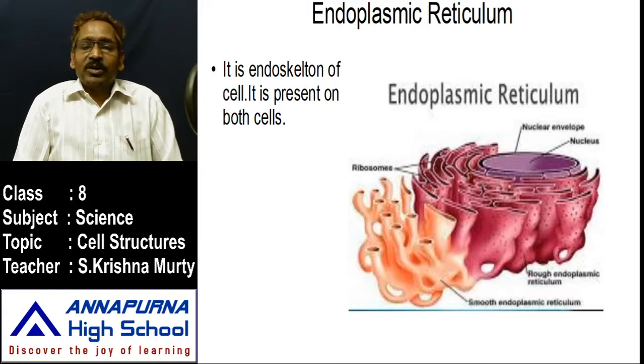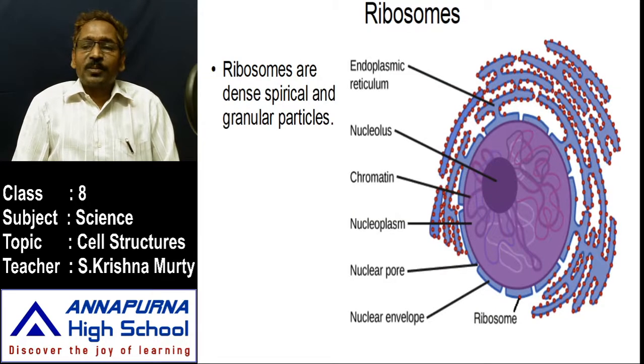Let us discuss ribosomes. Where are the ribosomes? Once look here, ribosomes. Where are the ribosomes? While observing this diagram, we can find two kinds of endoplasmic reticulum, one without any pebble-like structure.